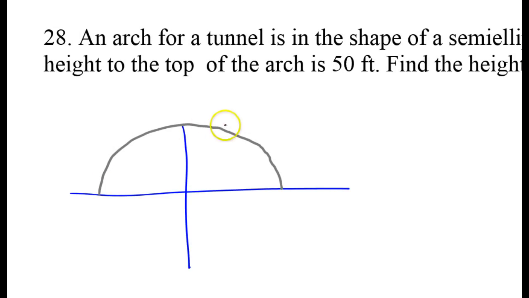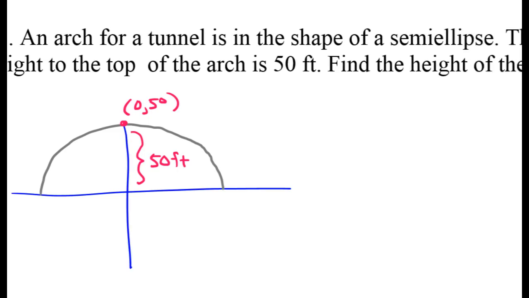Okay, so here is the arch of the tunnel, a semi-ellipse. The height to the top of the arch is 50 feet. So this distance right here is 50 feet. That means I've put 0, 0 at the center of the ellipse, just to make things easier. That means this point at the top of the ellipse is going to be the point 0, 50 because it's 50 feet high. What other information do they give us?